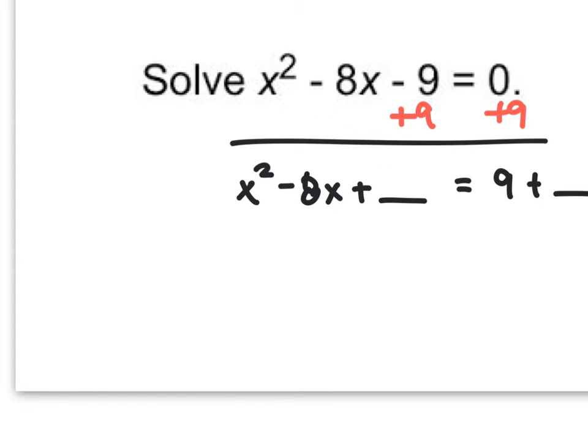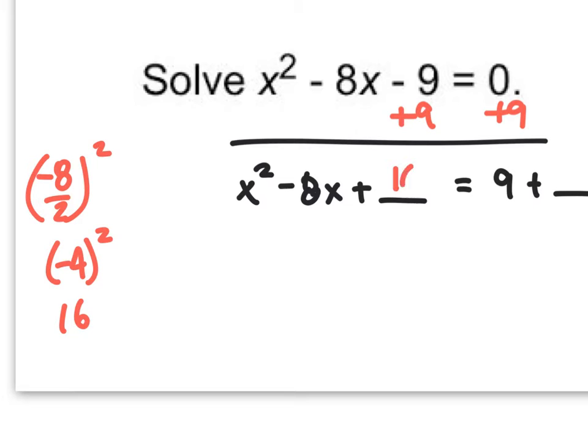So I'm going to take my value of negative 8, divide that by 2, and then square it. So negative 8 divided by 2 is going to give me negative 4, and if I square that, I get positive 16. So I'm going to add 16 to both sides here. Now, on the left side, what I have done is turn this into a perfect square trinomial. So I can rewrite this, and it factors down to x minus 4 quantity squared. And then 9 plus 16 is just going to give me 25.